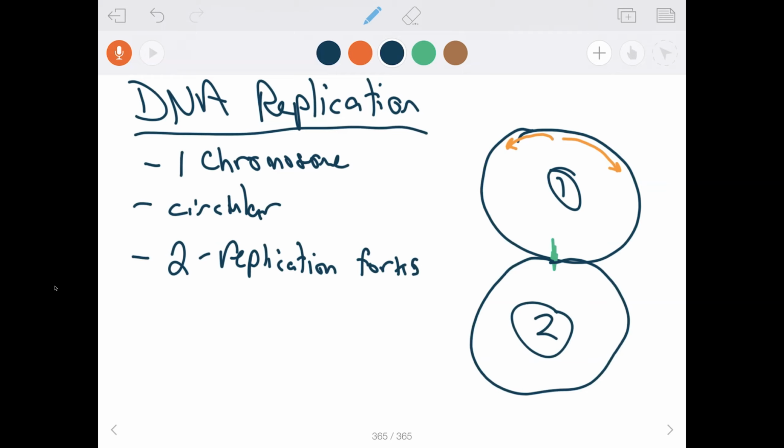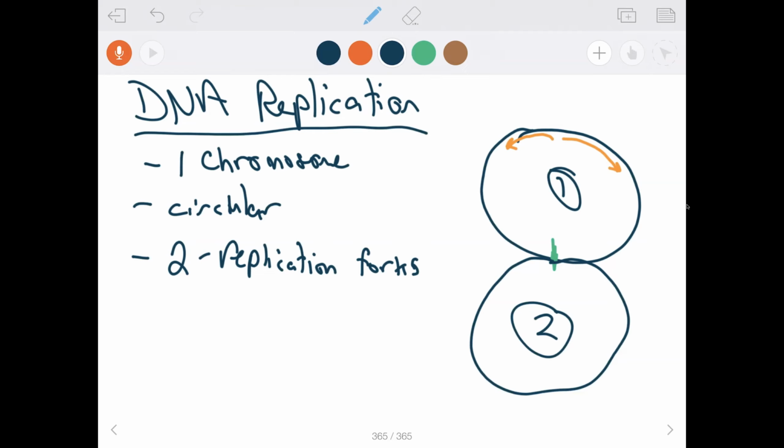So this is essentially what binary fission is, but we have to copy the DNA first, right? This process here, replication, has to happen before binary fission. Because the point of binary fission is to create two new daughter cells that are genetically identical. Well, in order to have genetically identical cells, you've got to copy the DNA exactly. And that's what DNA replication is.